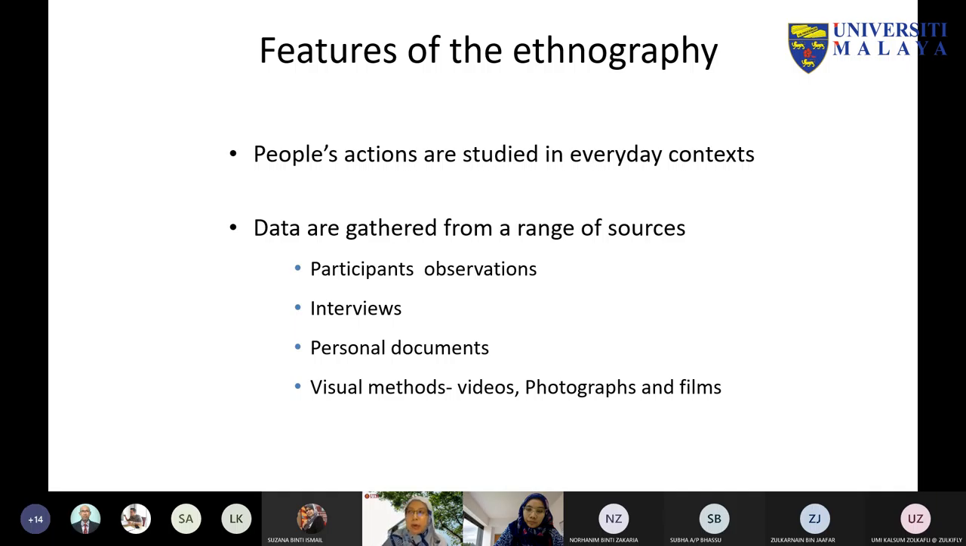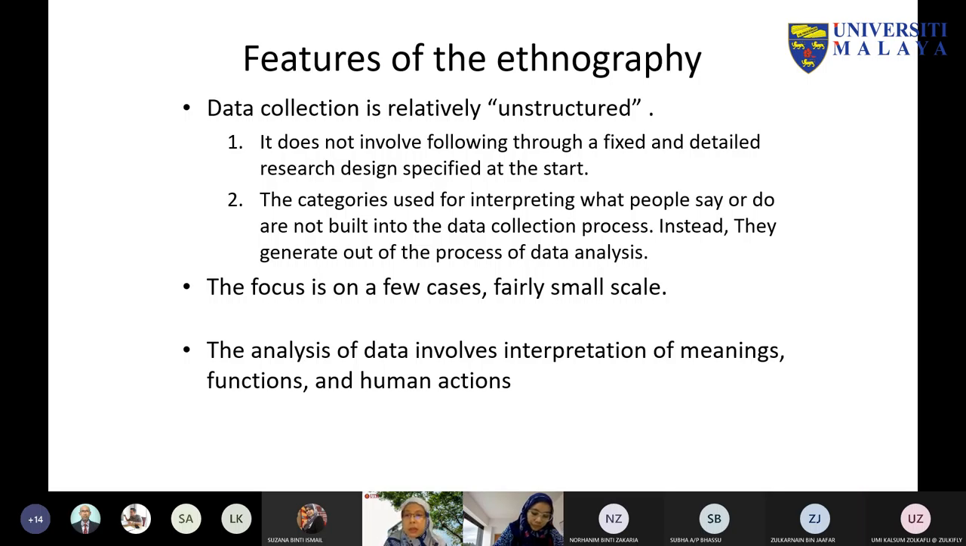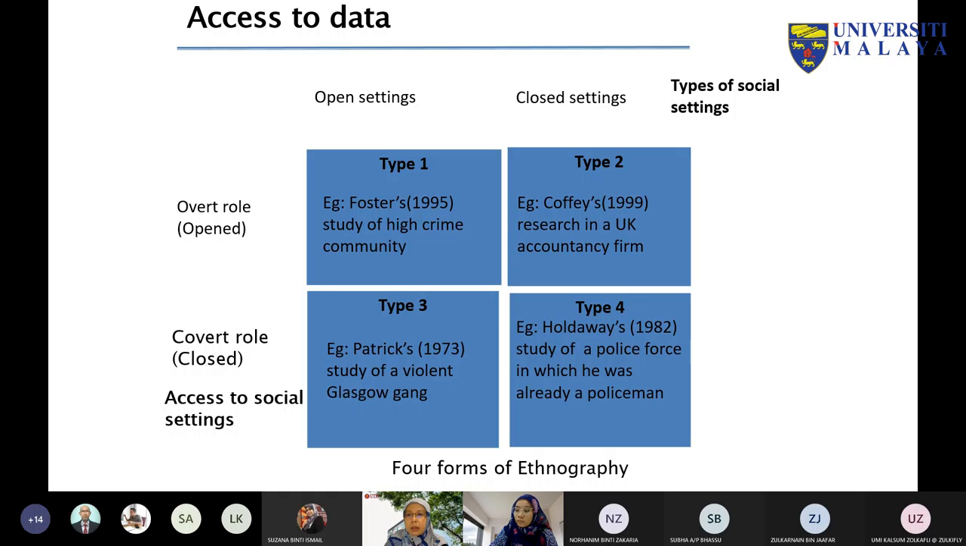So that is the role, either you detach or attach. Later we will look at it. People's actions are studied in everyday context. Data can be anything: observation, interview, documents, archive, photo, video. So it's the same as any other approach. Usually it is unstructured, which usually means qualitative data. It also involves few cases and very small, because you want an in-depth understanding of their daily life. So we do not go to so many places, fairly small scale. Okay, so this is the design.